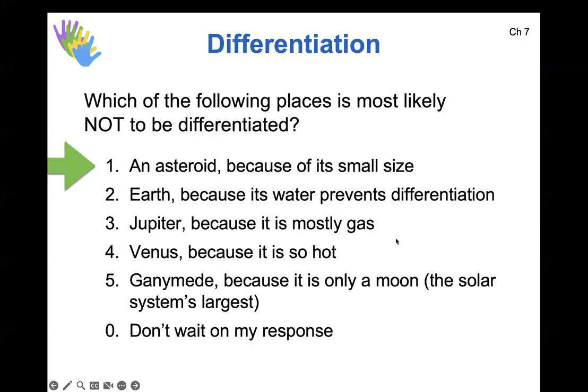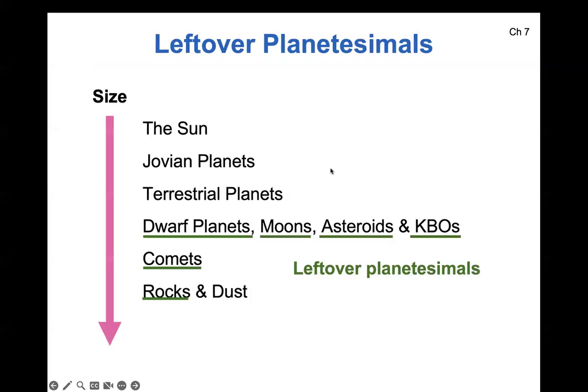Because that's what I was talking about, right? They're too small. They're too small to be differentiated. Okay. Ganymede's big enough. It is. Right. Being a moon is not any reason to not be differentiated. Although some moons aren't, because some moons are so small that they are not, as I mentioned before, at least the smallness of some moons.